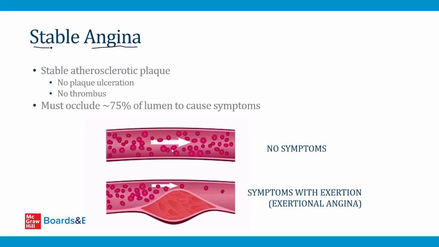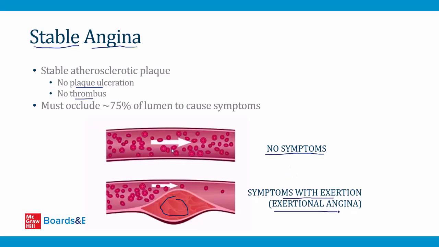So now that we understand that angina refers to chest pain caused by cardiac ischemia, let's talk about what stable angina means. So if we look at this cartoon on the slide here, at the top we've shown what should be present in a coronary artery, which is unobstructed normal blood flow. At the bottom, I've shown a stable atherosclerotic plaque, and by stable, I mean the plaque's not ulcerated, there's no thrombus on top of the plaque.